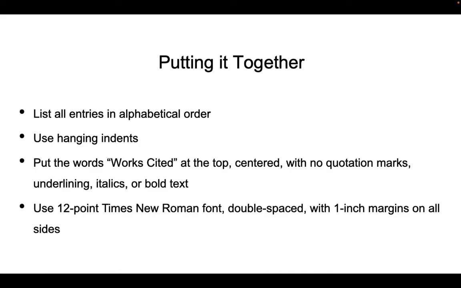Do not number the citations. Use hanging indents. This means you should not indent the first line of each citation, but do indent the second line and any subsequent lines by ½ inch. Put the words "Works Cited" at the top of the page, centered, with no quotation marks or other punctuation, and no italics, underlining, or bold text. Use 12-point Times New Roman font, double-spaced, with 1-inch margins on all sides.